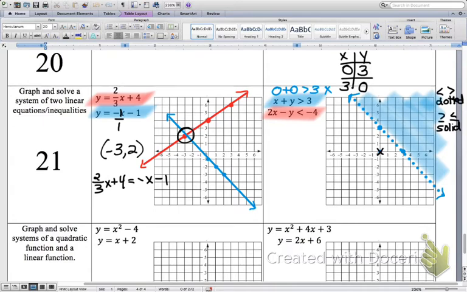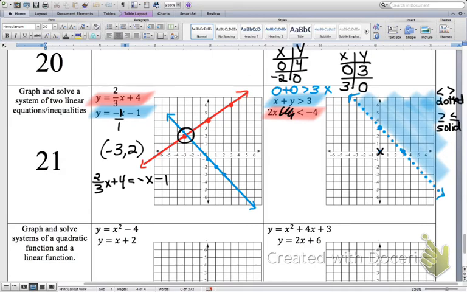Let's look at our next line. Again, we can graph this via intercept table. Plug in 0 for x, plug in 0 for y. When I plug in 0 for x, -y equals -4, so if I divide both sides by -1, I get y is equal to +4. Plugging in 0 for y, I get 2x equals -4. Divide both sides by 2, I get an x value of -2.